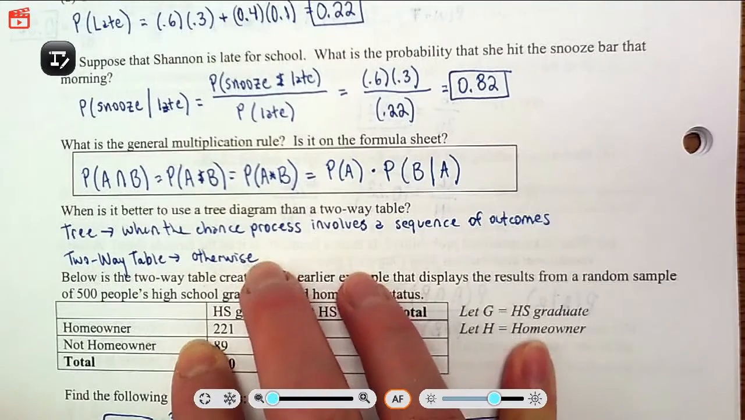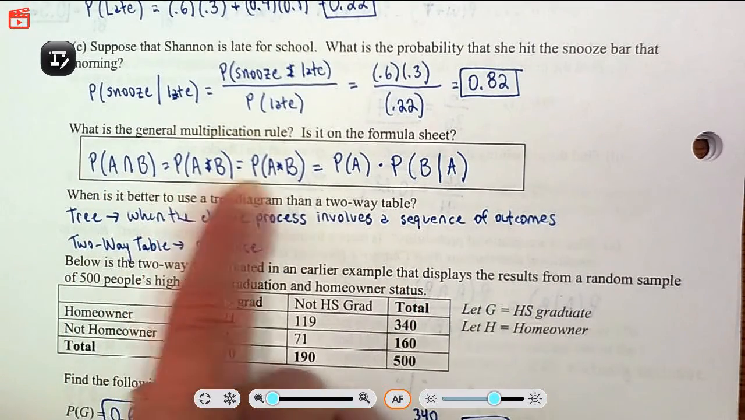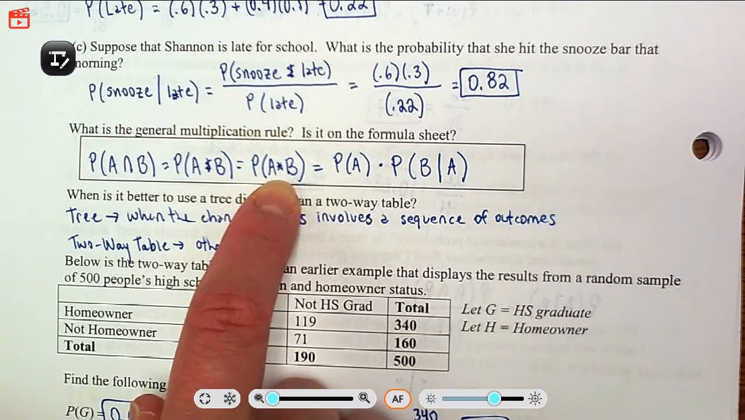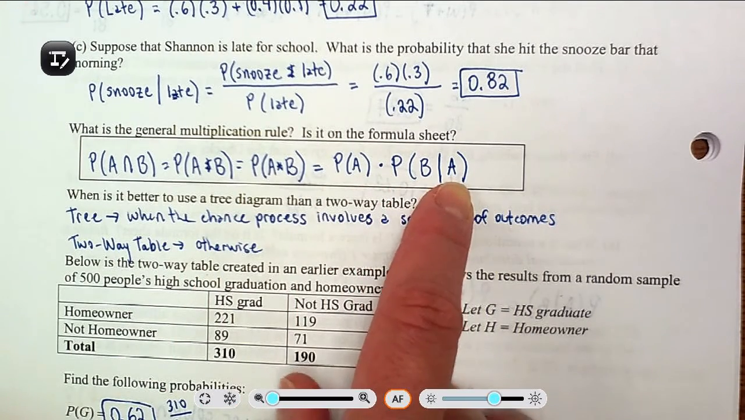What is the general multiplication rule? Is it on the formula sheet? The probability of A and B is the probability of A times the probability of B given A happened.